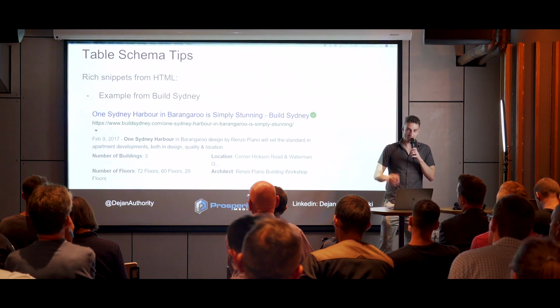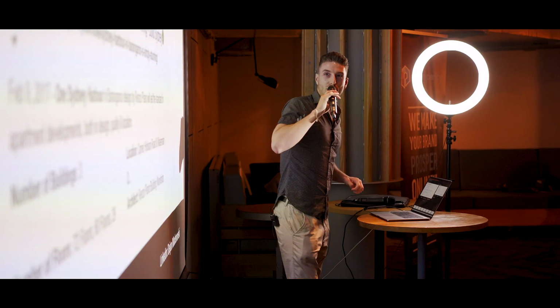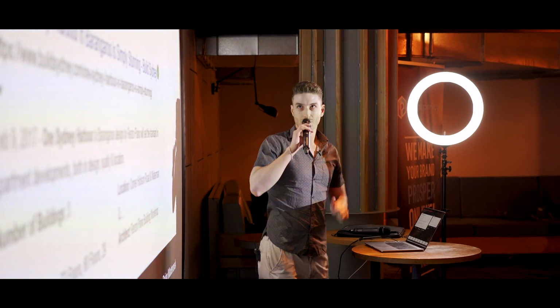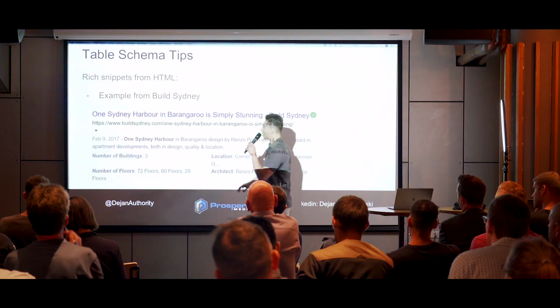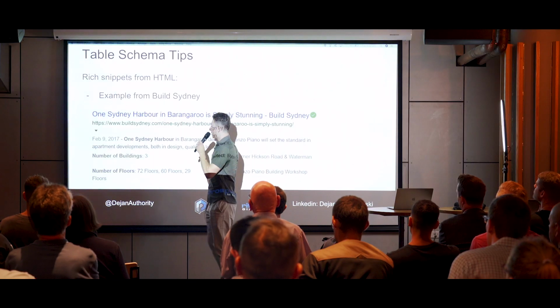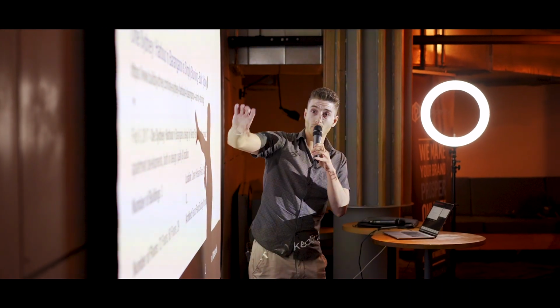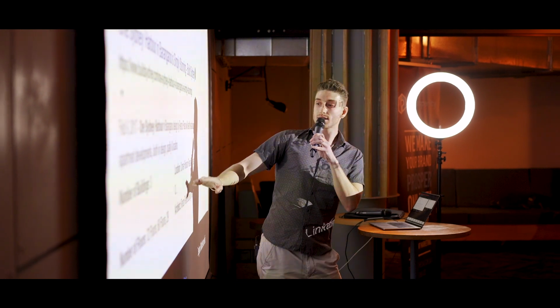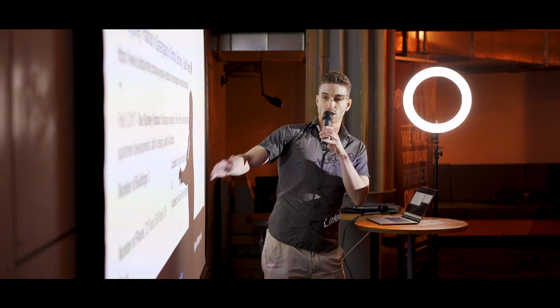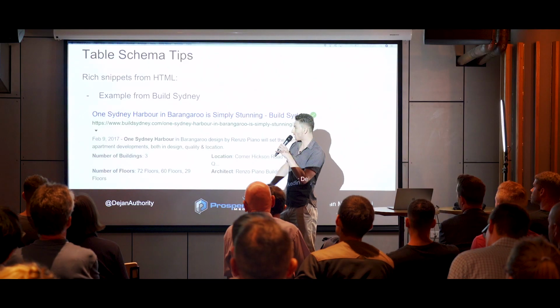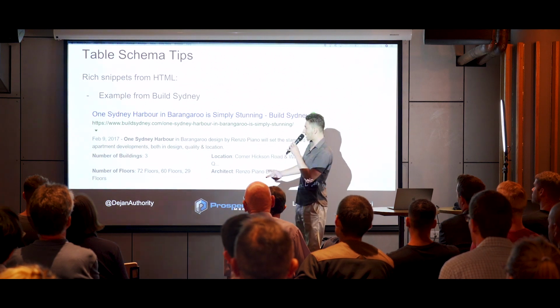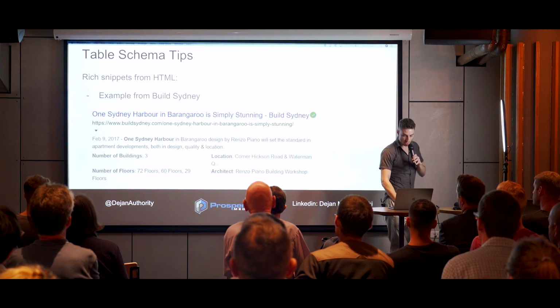So going back from earlier, I mentioned what the table schema looks like. Here is what it looks like. You've got your actual listing, but then this extra schema, this extra part of the SERPs, comes on top of your listing. It gives you extra information about what your page is about. As I said before, it's a great ranking factor, and it adds extra data. It goes one step further though.